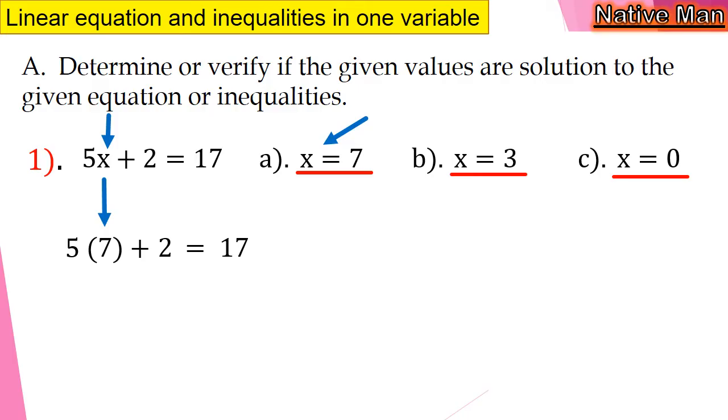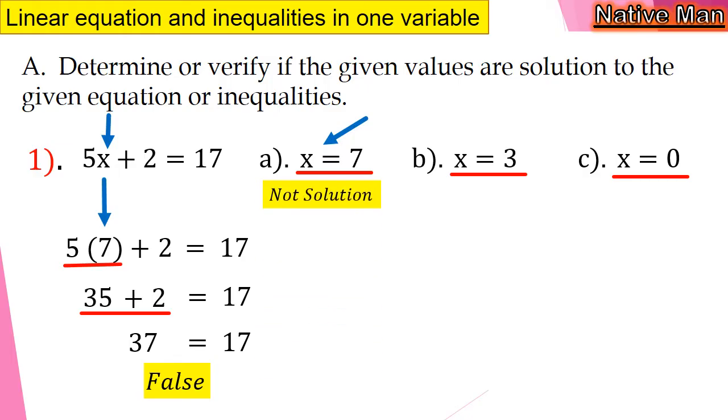If you notice here, 5 times 7 plus 2, we apply PEMDAS. Between multiplication and addition, multiplication goes first. So 5 times 7 is 35, then plus 2 is equal to 17. Then add, 35 plus 2 is equal to 37. And 37 is equal to 17. Is it true or false? Are 37 and 17 equal? No, that is false. Meaning, letter A, x equal to 7, is not a solution.